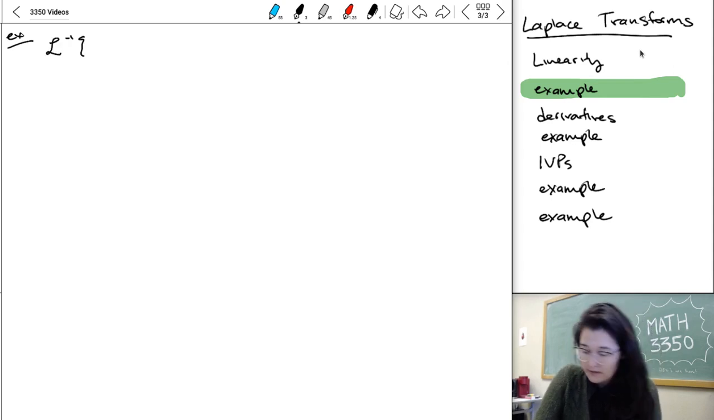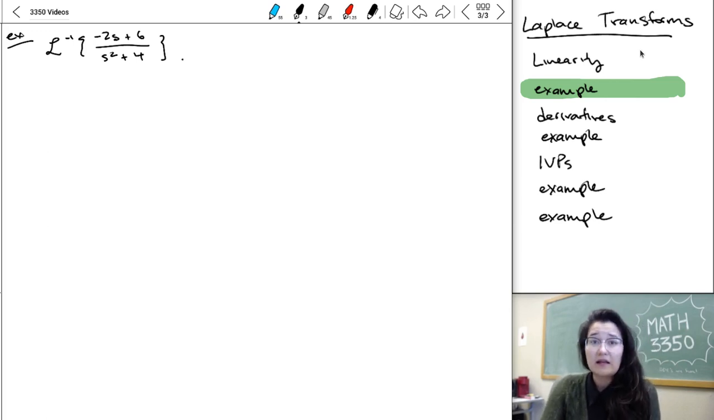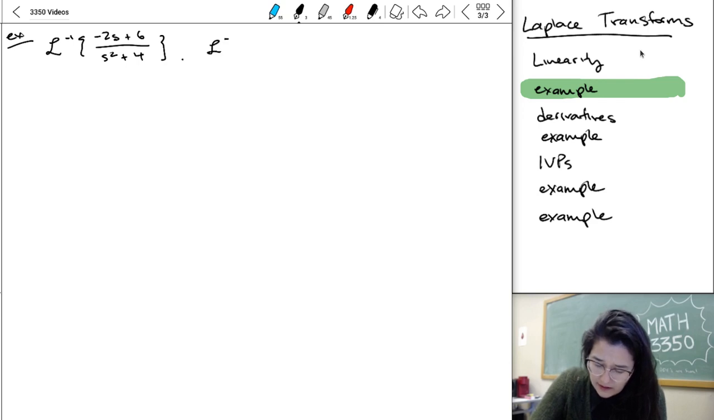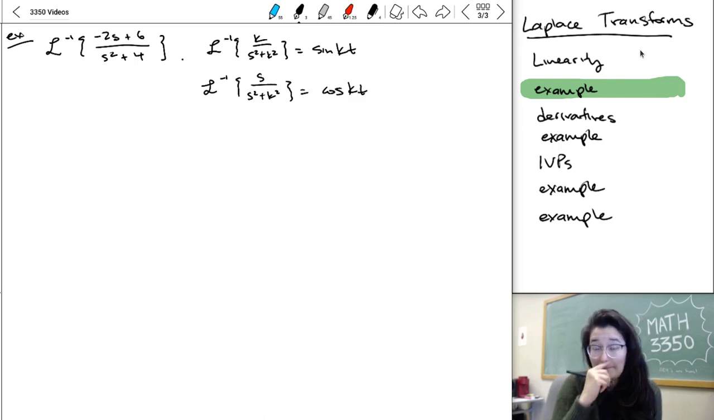So now let's say I wanted to take inverse Laplace of minus 2s plus 6 over s squared plus 4. Some things that I'm going to need in order to finish this problem are that we know L inverse of k over s squared plus k squared is sine kt, and L inverse of s over s squared plus k squared is cosine kt for numbers k.